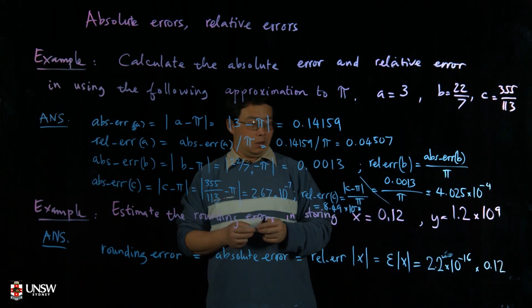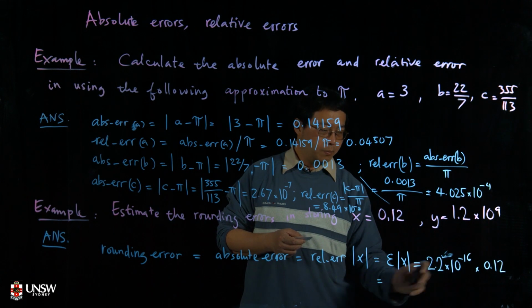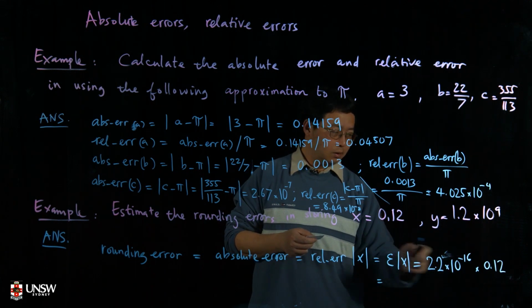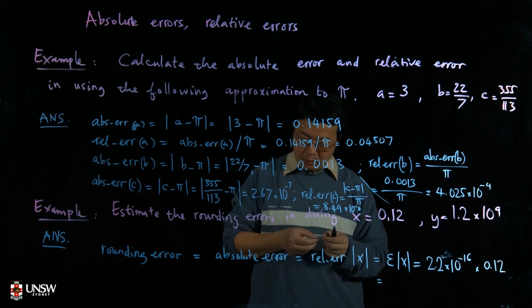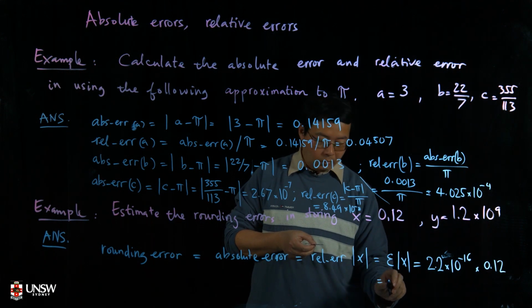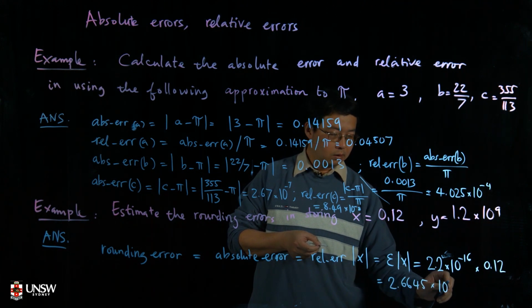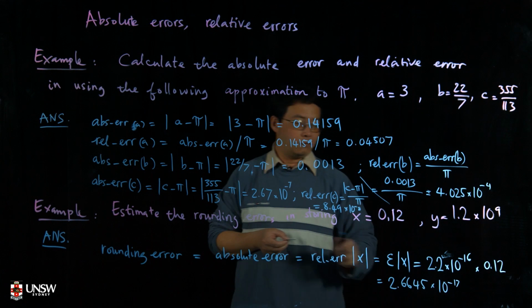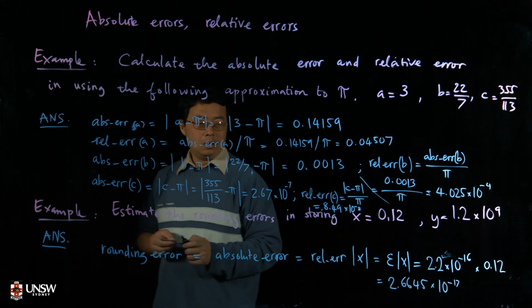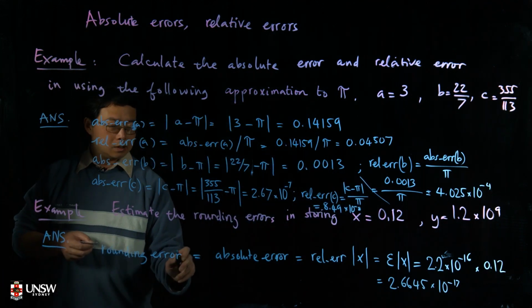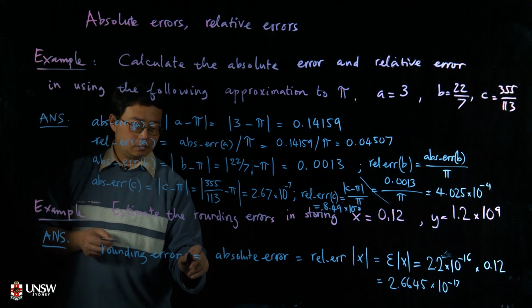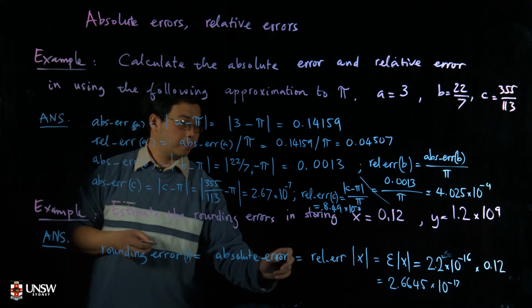Okay, so when you plug this number into the calculator, then you will get 2.6645 times 10 to the minus 17. Okay, so a very, very small number. So this is the rounding error of x.